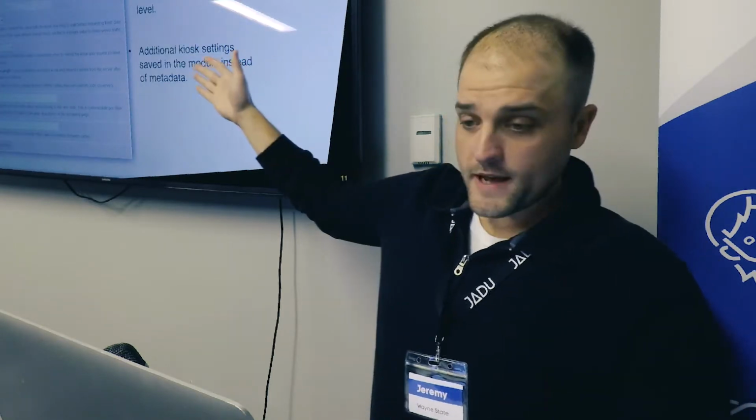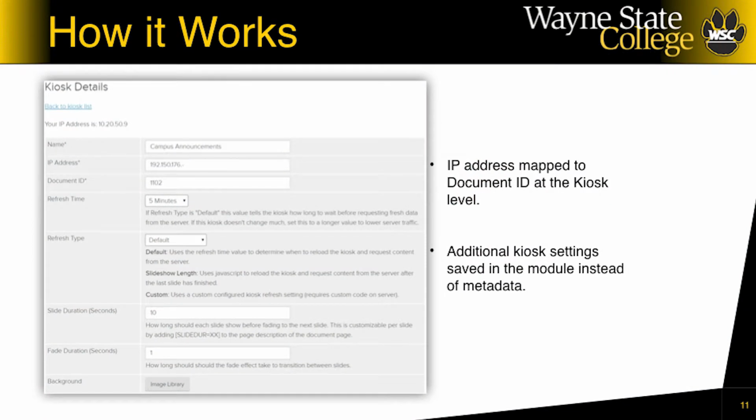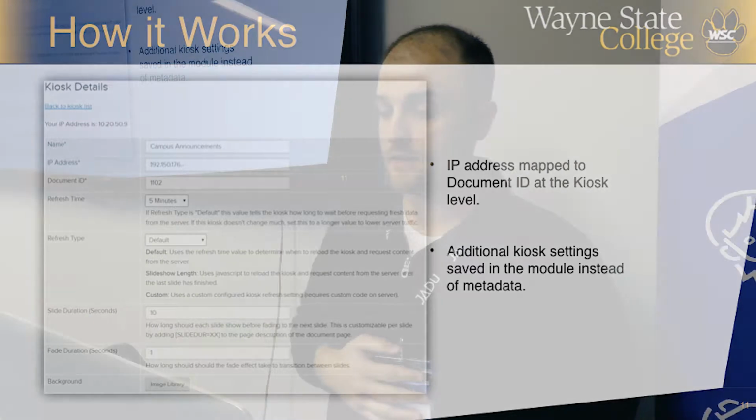Here's the details page. Like I said, this is how we save those settings. What used to be stored in that additional keywords metadata field is now stored in database tables. So my webmaster doesn't have to remember those custom settings anymore. They're just an easy drop down or an easy type in number of seconds kind of thing. You can see the two fields, IP address and document ID. That's where we map the Intel NUC hardware IP address to document ID in the CMS.